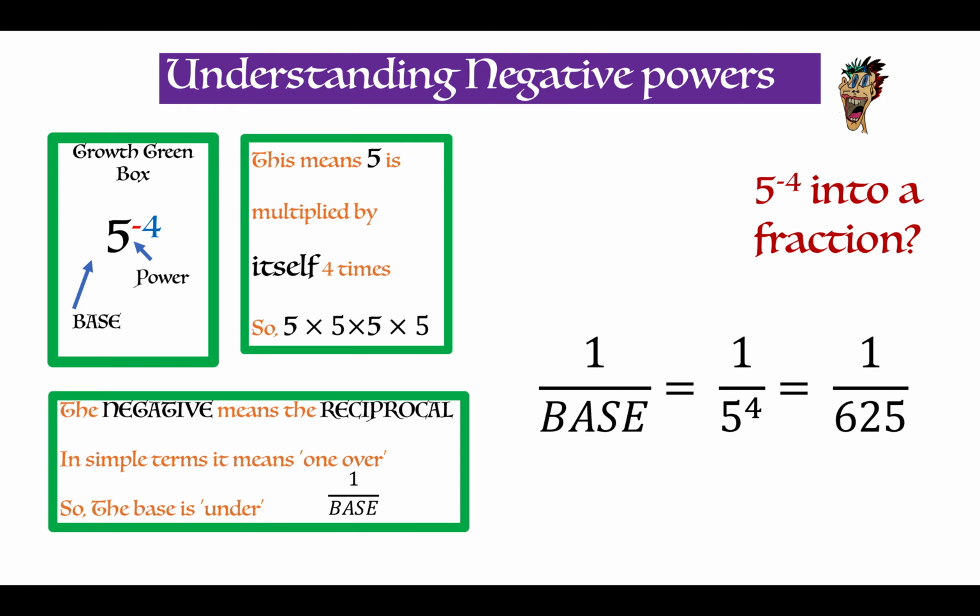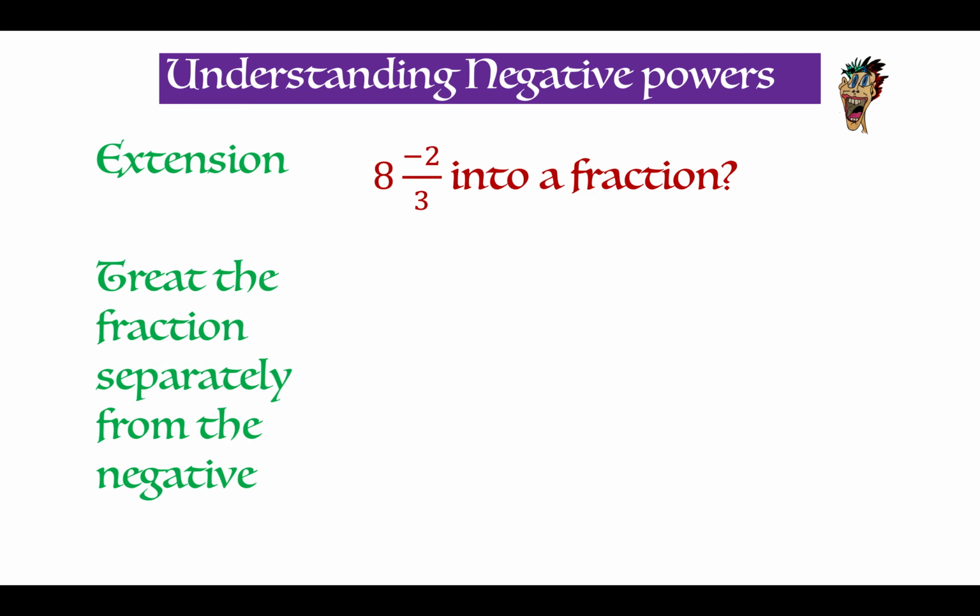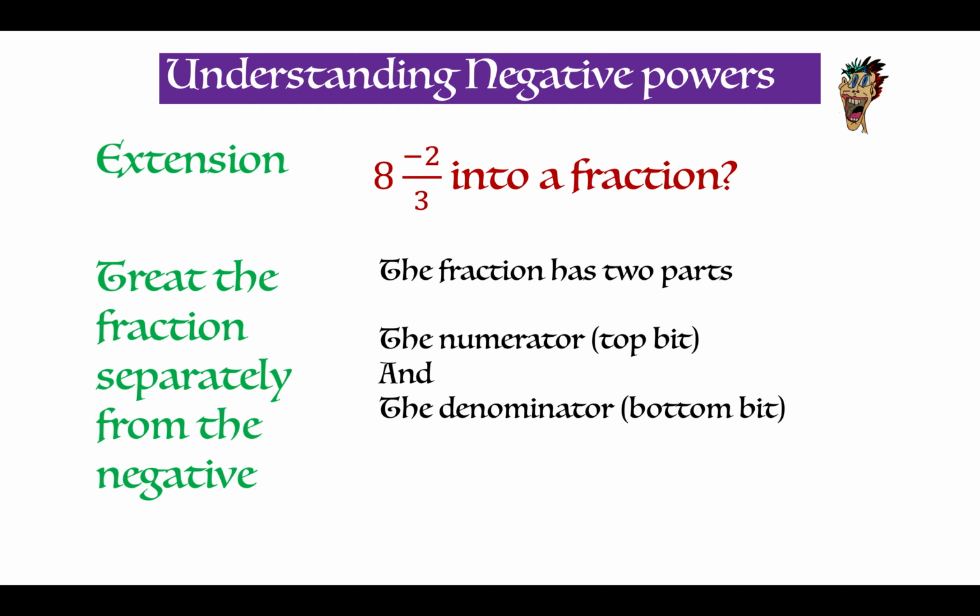Hopefully that's helped. We're now going to do an extension. Okay, now we're not going to do any more. This is 8 to the power of minus 2 over 3. It looks a bit odd there, but the question is 8 to the power of minus 2 over 3. And how do we change that into a fraction? Well, we've already looked at the negative. We know what that means. It means a 1 over the base.